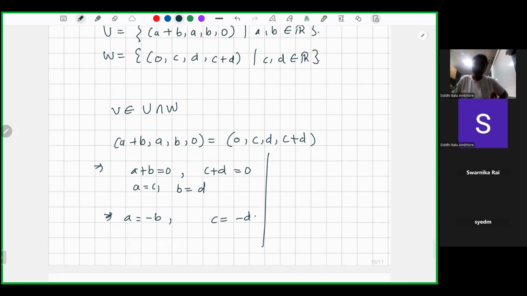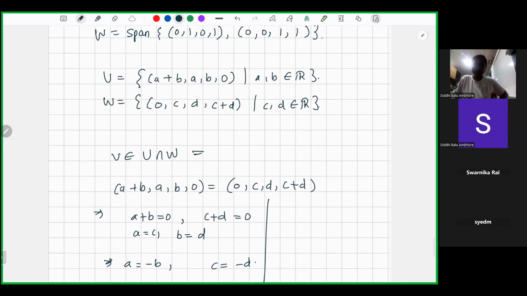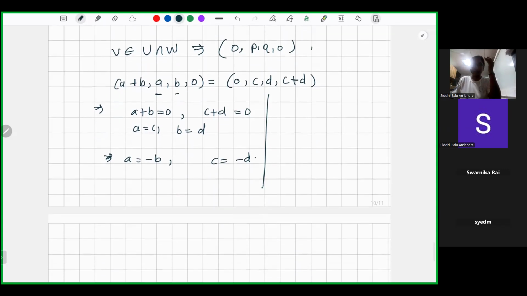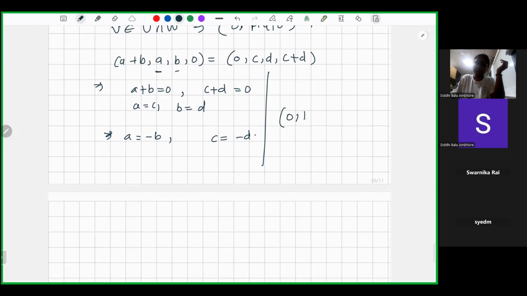So we have to see if something is in the intersection. These imply it will be of this form 0, some P, Q, 0, such that P and Q satisfy a certain condition. But here we have AB, so this will basically be 1 and minus 1. So this will be of this form 0, 1, minus 1, 0. A, minus A, 0, right, ma'am?